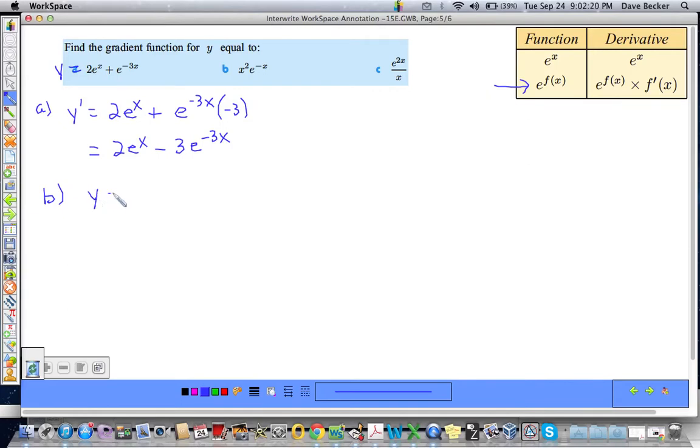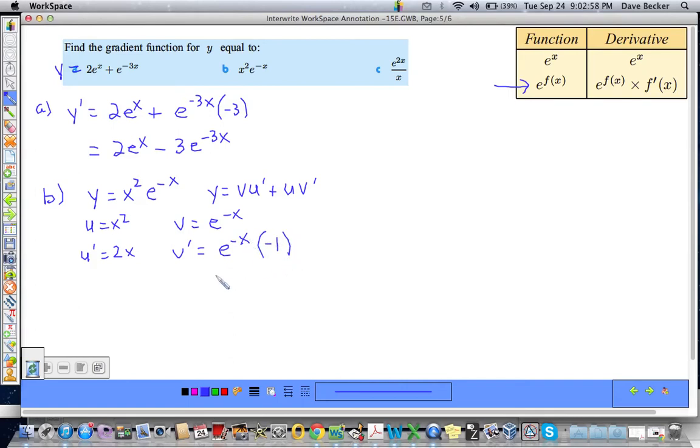So y equals x squared e to the negative x. This is product rule. So product rule says y prime equals v du plus u dv. Okay, so my u is x squared, du is 2x, my v is e to the negative x, and dv is equal to, again, I have something other than x here, so it's equal to e to the negative x multiplied by the derivative of negative x, which is negative 1, so it's equal to negative e to the negative x.